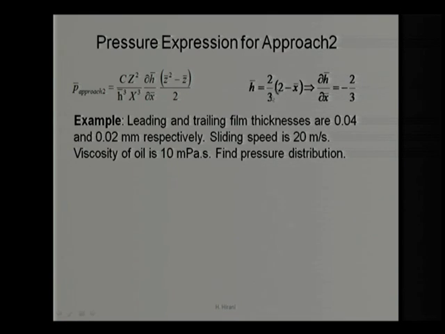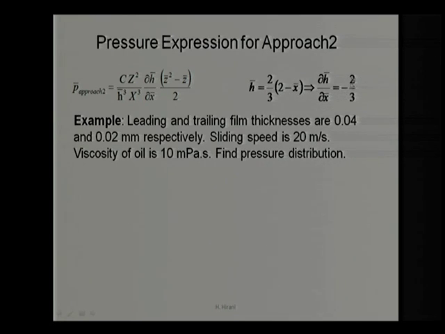This is 2 by 3 in bracket 2 minus x bar. X bar will vary from 0 to 1, that means even for the final value with x bar equal to 1, the film thickness is not 0, it has a finite value of 20 micron. Because we require the differentiation of h with respect to x for this expression, we differentiate it, and we find it is only negative 1, the differentiation of this.